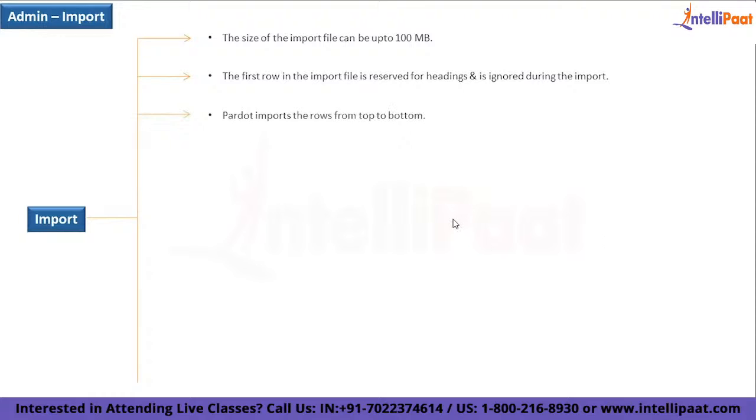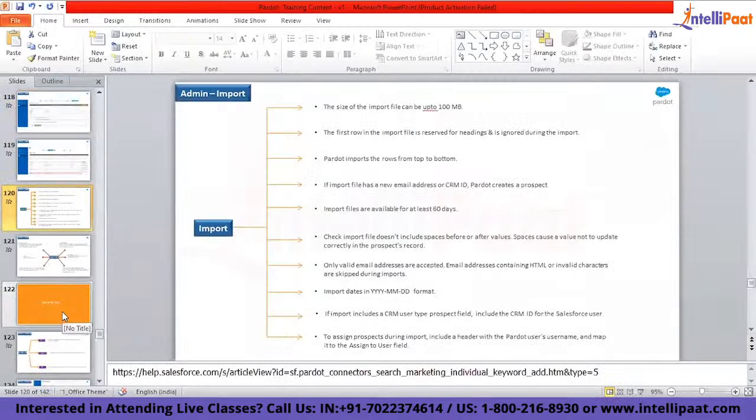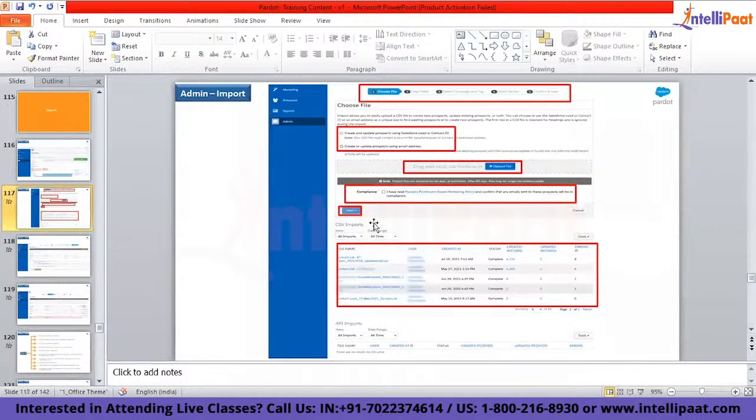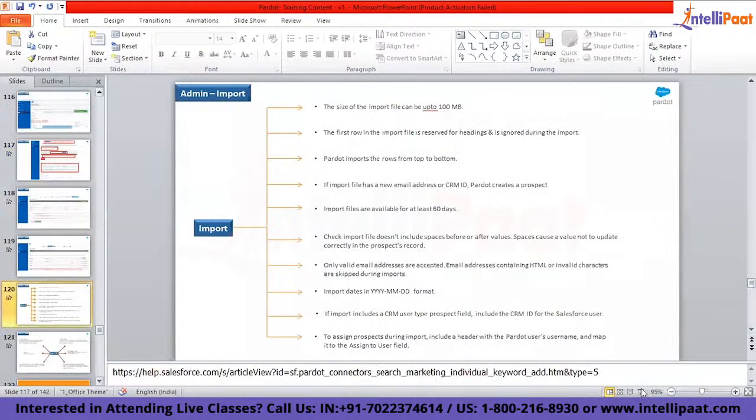Then Pardot imports the rows from top to bottom, from the first row going down. And if the import file has a new email address or a CRM ID, Pardot creates a prospect. That means whatever you are uploading, if it does not exist in the pool, it will create that prospect in the prospect section. Import files are available for up to 60 days. You saw that under this section when I showed you. It will be saved for the next 60 days.